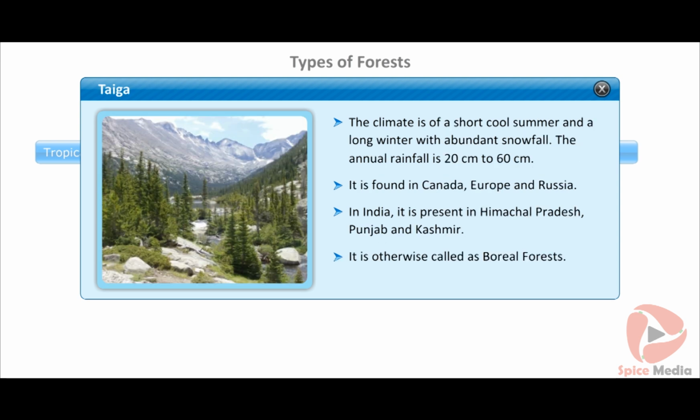Taiga. The climate is of a short cool summer and a long winter with abundant snowfall. The annual rainfall is 20 centimeter to 60 centimeter. It is found in Canada, Europe and Russia. It is found in Himachal Pradesh, Punjab and Kashmir in India. It is otherwise called as boreal forests.